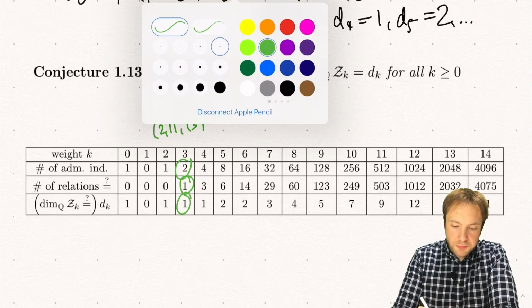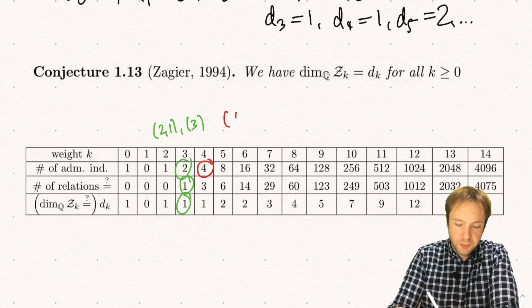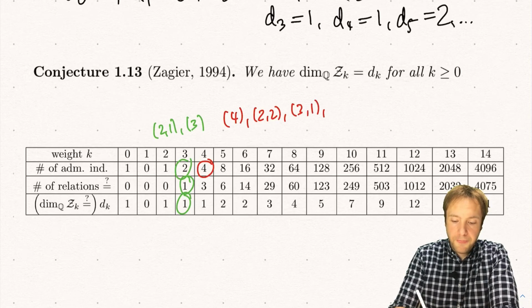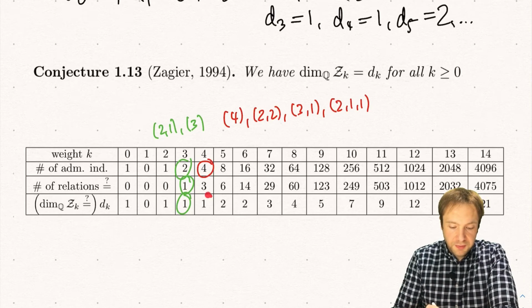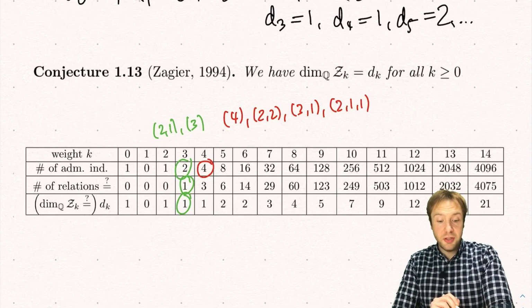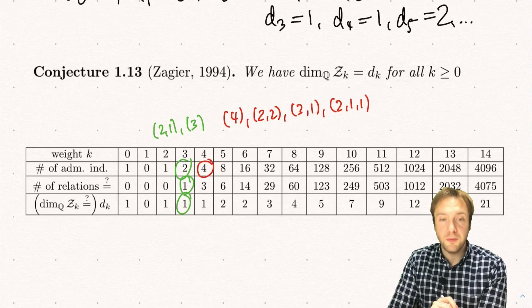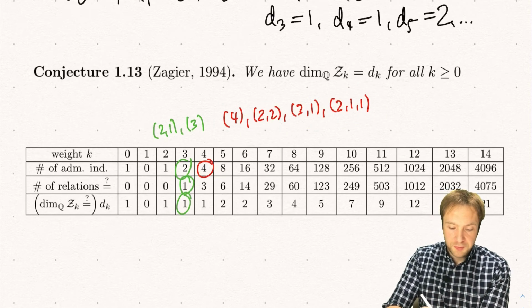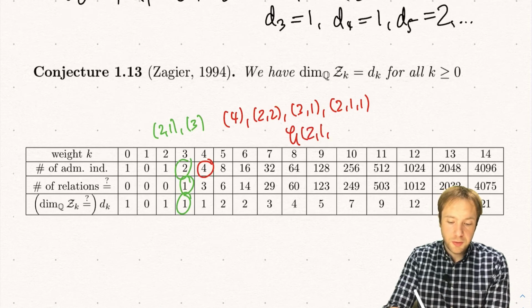And here in weight 4 we have 4 generators, or 4 admissible indices. So we have 4, 2, 2, 3, 1, and 2, 1, 1. And this conjecture predicts that the dimension of Z4 is actually just 1, meaning that all the corresponding zeta values here are just a multiple of each other. For example, one example we will see, which generalizes this relation we already proved, is that zeta(2,1,1) is actually just zeta(4).